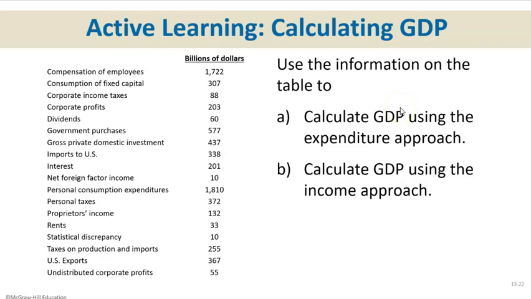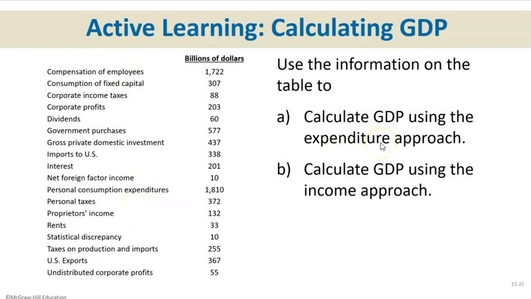Now, it's your turn to try it. So I've given you a lot of potential different amounts within the economy. You're going to calculate GDP using the expenditure approach and calculate GDP using the income approach. So make sure you have your formulas with you for each one. You actually do have some extra information over here. So don't try to sort these, just look directly at your formula.